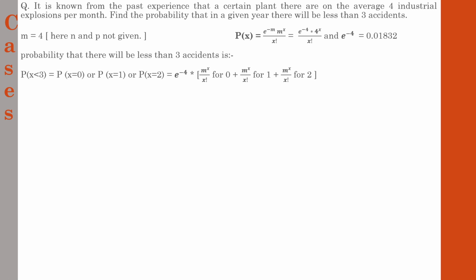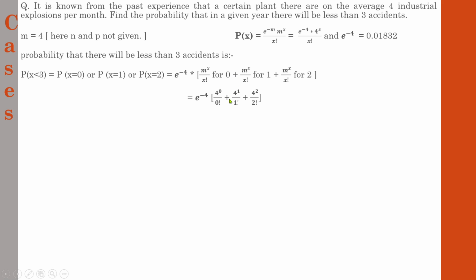Now we will substitute the values which we have extracted from the question in this equation. It will be like this: e raised to minus 4. We know that e raised to minus 4 is 0.01832. If anyone wants to substitute it, fine, go for it. Next one, m raised to x. We know that m is 4. 4 raised to, first one, x is 0, divided by x factorial, which is 0 factorial. So the first part is over for 0.